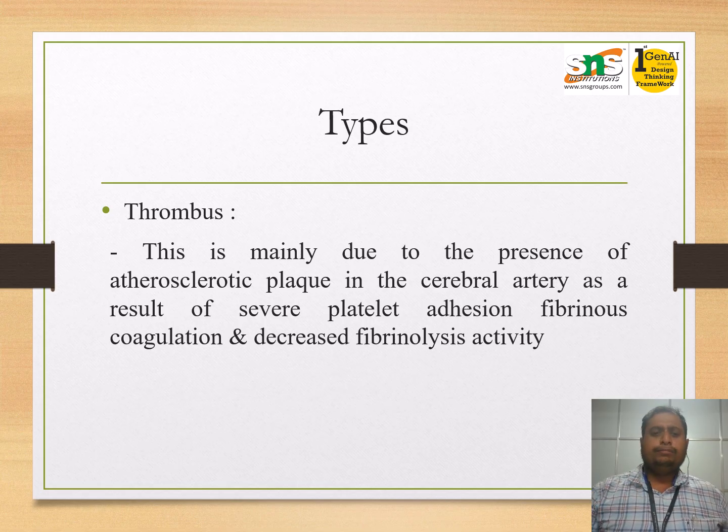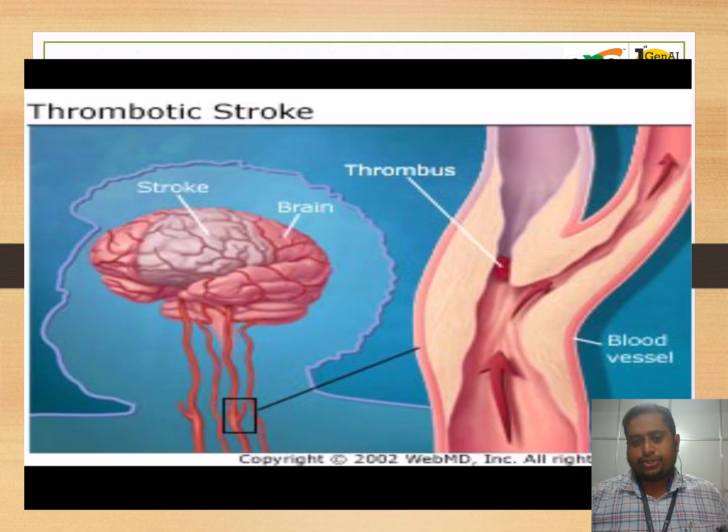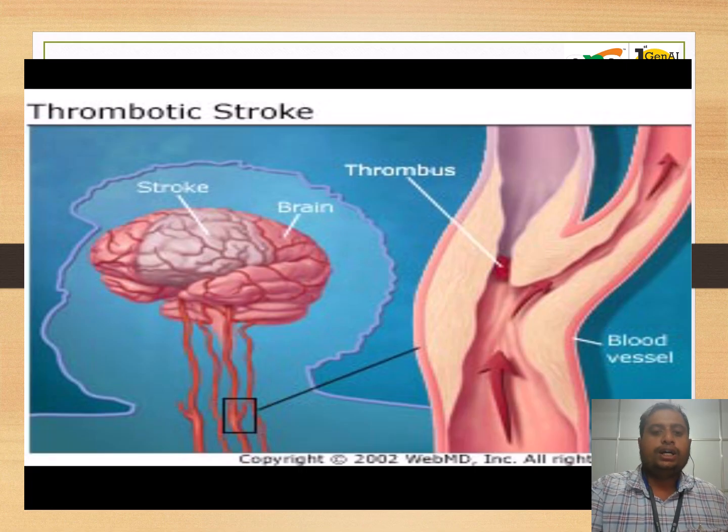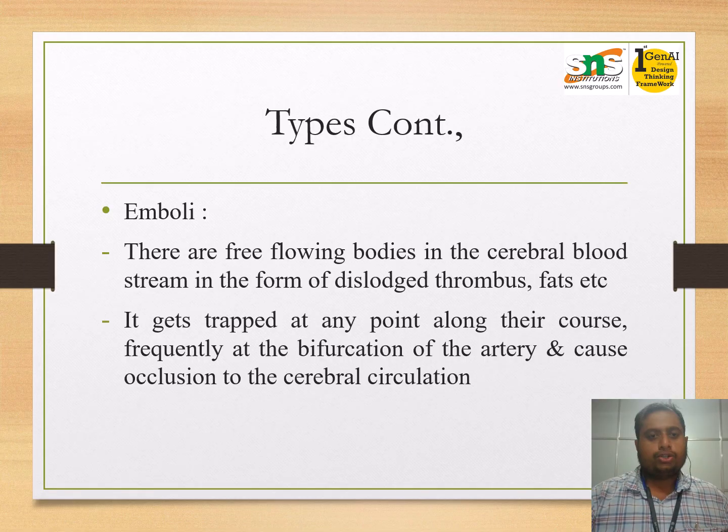In the thrombus, a thrombus from any other part of the body attacks and blocks the cerebral artery, and then there is no oxygen supply to the brain. In this picture, it is showing that the blood vessel is going, and if the thrombus blocks in this area, blood does not go to that part of the brain. So in this picture, it's clearly showing the stroke-affected area of the brain. This is thrombotic stroke.